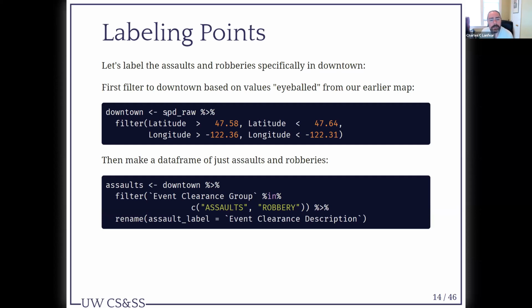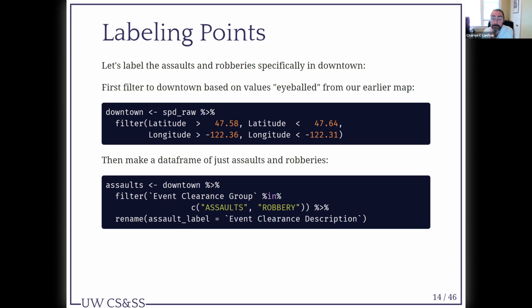So I'm saying that we're going to take our SPD raw data, and then I'm going to filter it so the latitude is greater than that and less than that, and the longitude is greater than that and less than that. So that kind of defines roughly a box around downtown. Okay. Latitude and longitude are numbers like anything else. You can just filter and use it like a number.